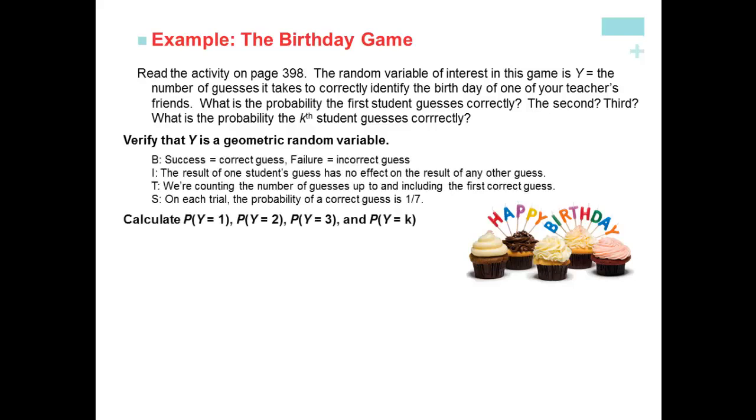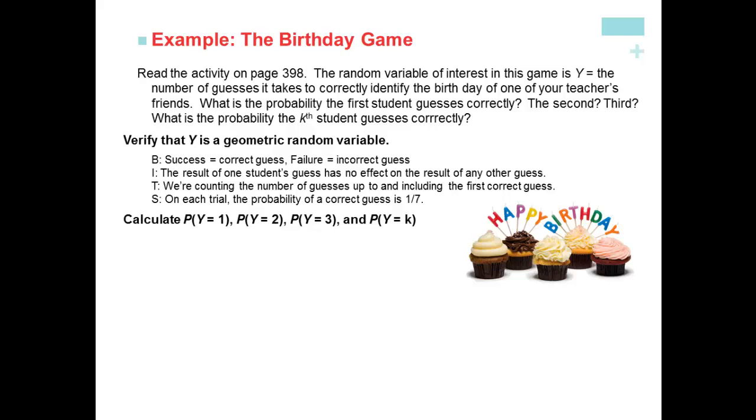So in checking, binary again: success is guessing correctly and failure is guessing incorrectly. Independent: one student's guess should have no effect on the rest of the students' guesses. T: we are counting the number of trials until someone guesses correctly. S: on each trial, the probability is the same, which is 1 out of 7.